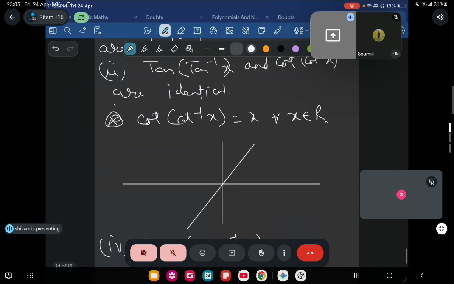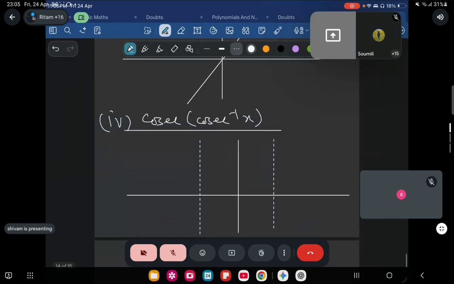So could you scroll up a little bit? Yes, Shamini. Tell me. You have any doubt? No, sir. Okay, cos of cos inverse x will look somewhat like this.